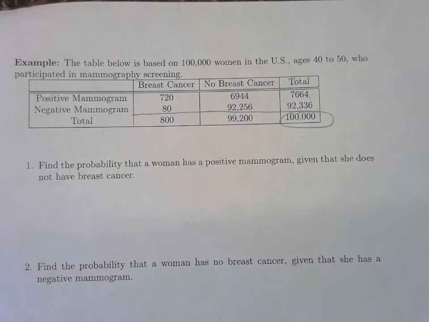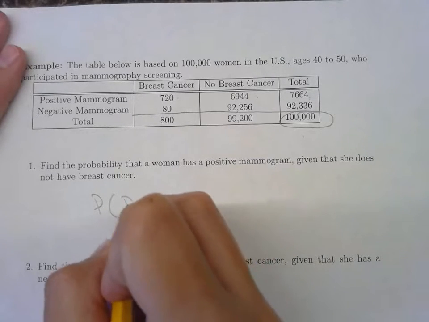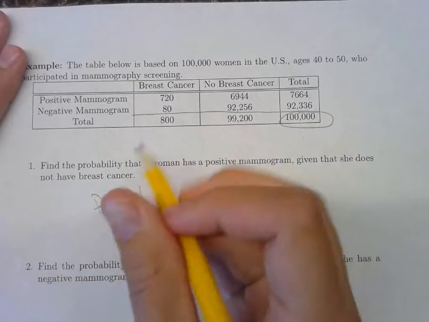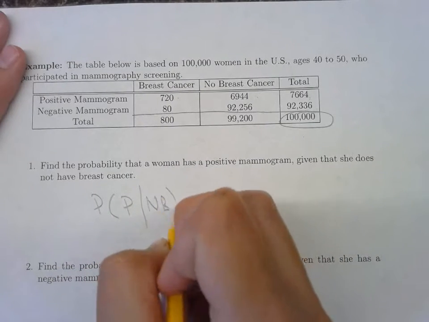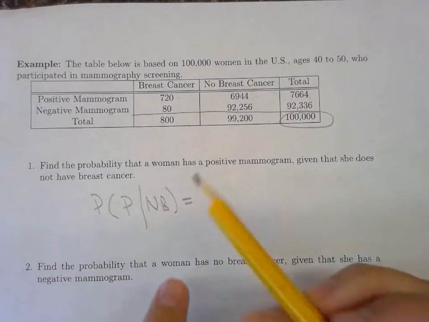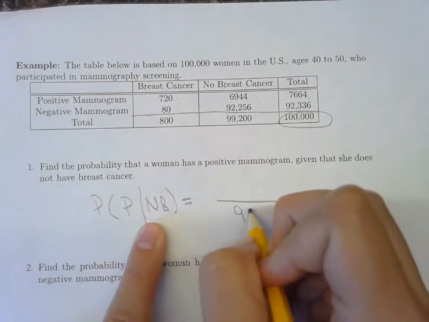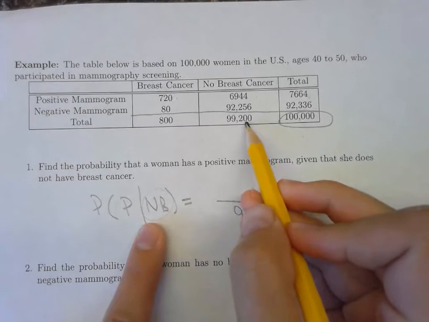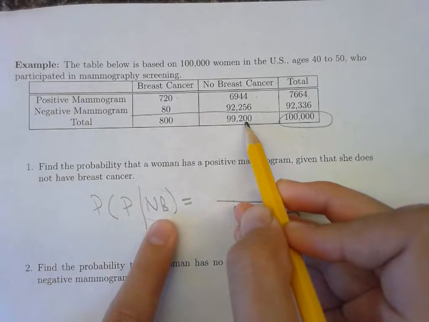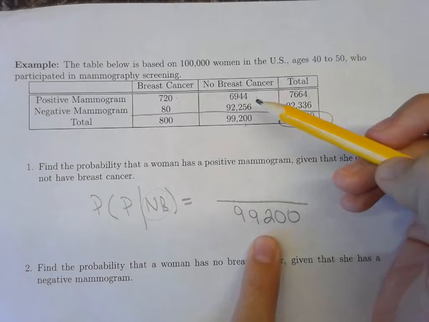Number 1 says find the probability that a woman has a positive mammogram given that she does not have breast cancer. This one's a given, so our denominator will not be 100,000. So we have a positive mammogram given that she does not have breast cancer. I'm going to just do NB for no breast cancer. The denominator is how many we have in this no breast cancer column, which is 99,200. That's our total for no breast cancer. And our numerator is how many of those 99,200 had a positive mammogram.